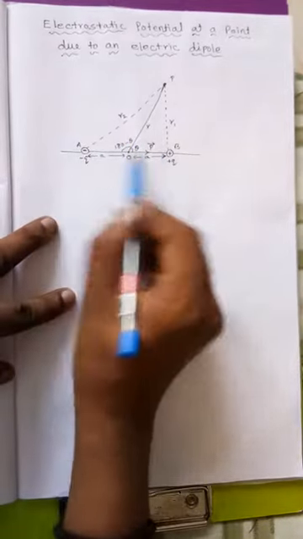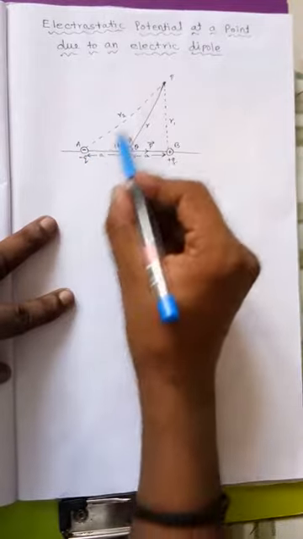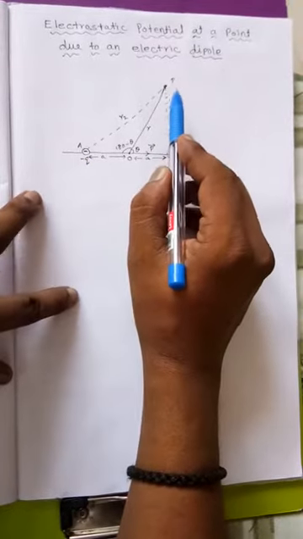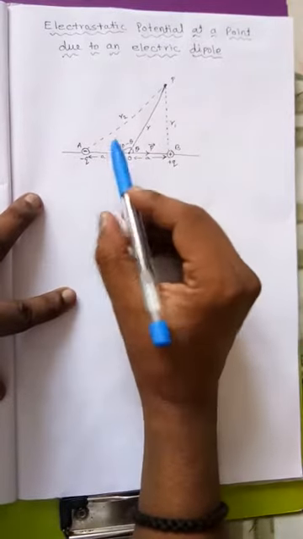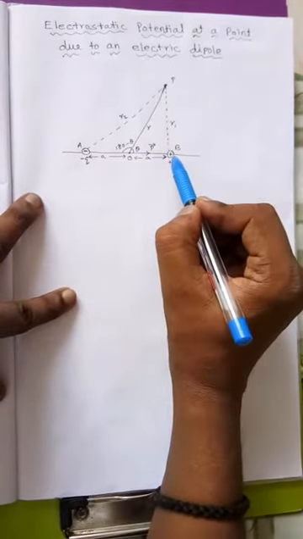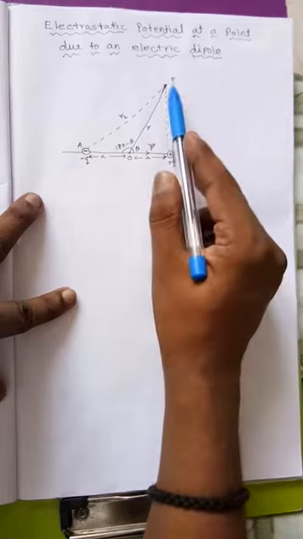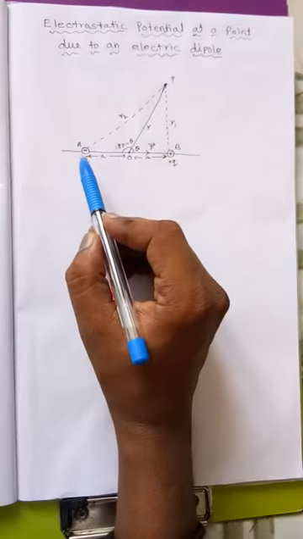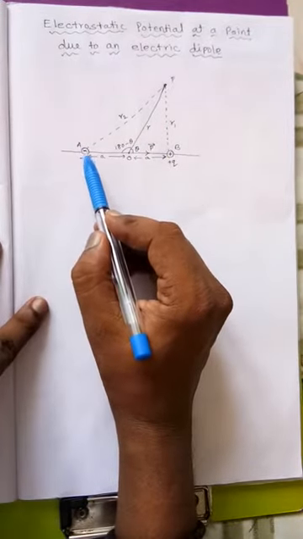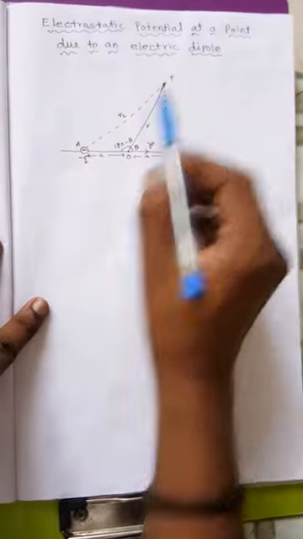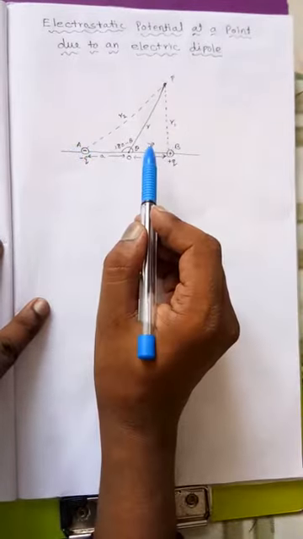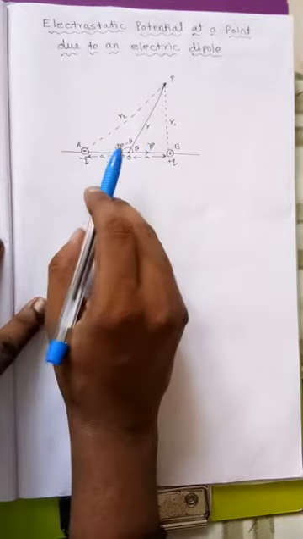If we consider A and B as the two charges, now we want to find the total potential of the given system. Total potential, how to calculate it? First calculate the potential from the positive charge to P, V1. Next we want to find the potential V2 from the negative charge. Then you have to add both potentials, and you will get the total potential.